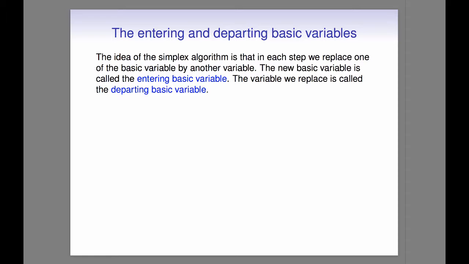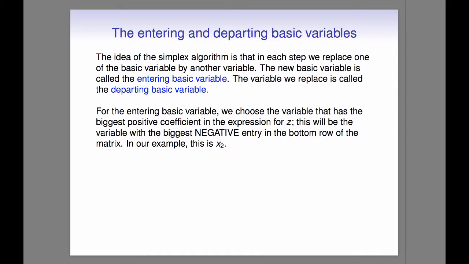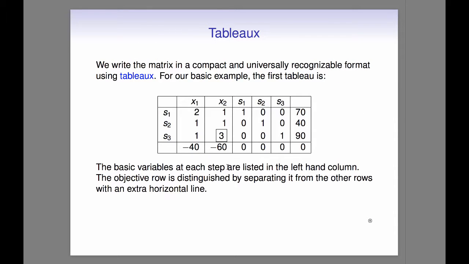Now, as we go through the process, we change the basic variables. So at each stage, we get rid of one of the basic variables and we replace it with a new basic variable. The new basic variable is called the entering basic variable, and the one that we get rid of is called the departing basic variable. Now we need to have rules for doing this, and the rules are as follows. To decide on the entering basic variable, we take the biggest negative number in the bottom row. Now, in this case, here, the biggest negative number is negative 60.